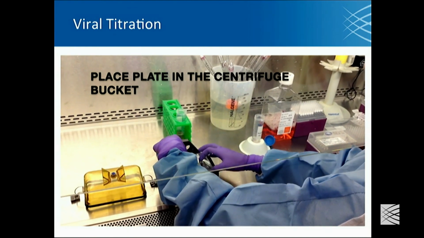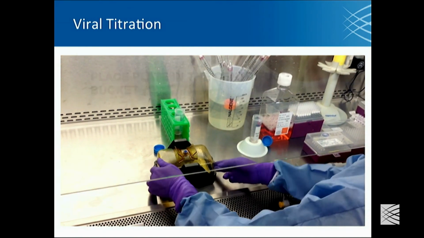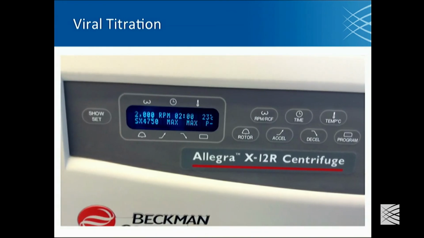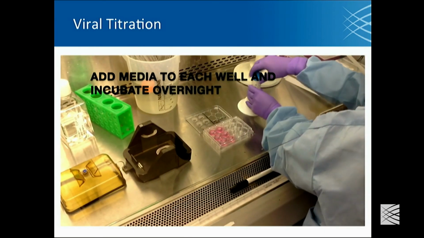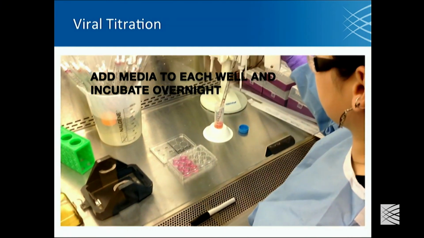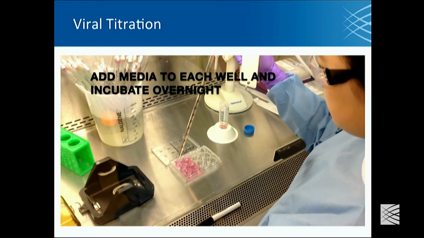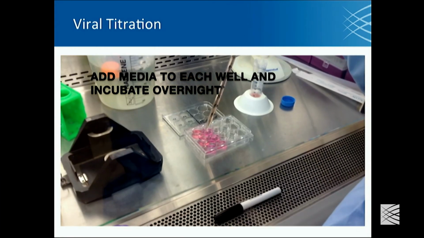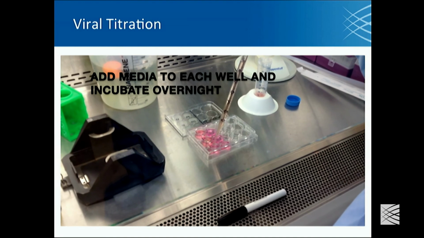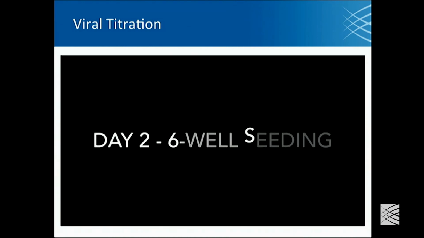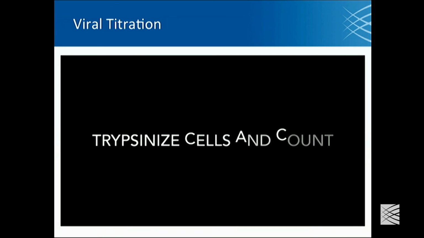Place your plate in the centrifuge bucket. Place the bucket into the centrifuge, making sure it's balanced. Spin for 2 hours at 2000 RPM. After the spin, add 2 milliliters of fresh media into each well and incubate overnight. So we do that to dilute out the polybrene. You may find that it's better for you to change the media completely to help prevent toxicity to your cells from the polybrene. Day 2, 6-well seeding.